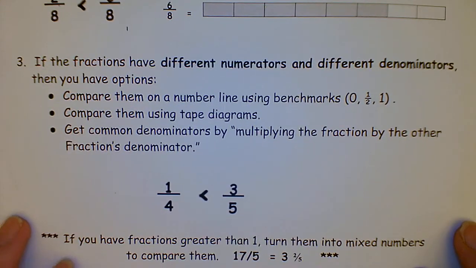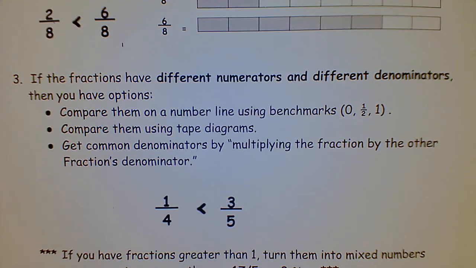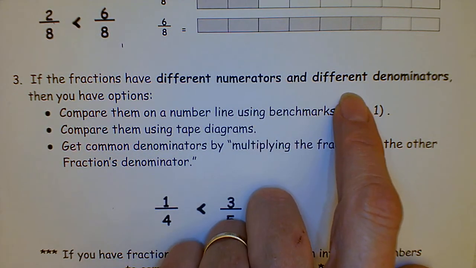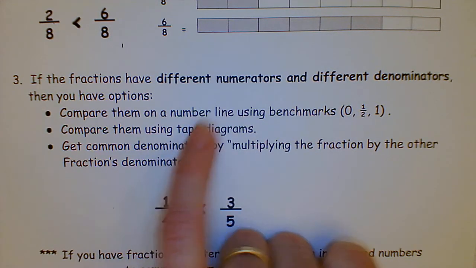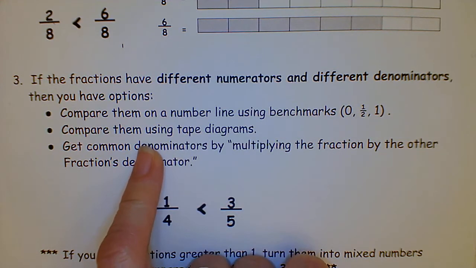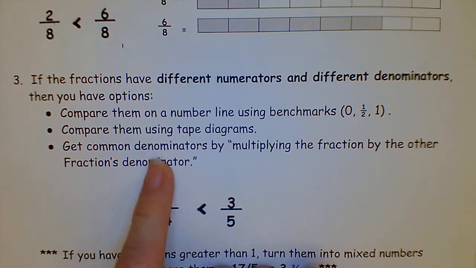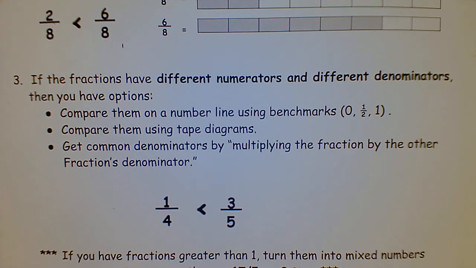The third type of problem that we might encounter is if the fractions have different numerators and different denominators. Then you have a whole bunch of different options, and I listed 3 of them here for you. One is that you can compare them on a number line using the benchmarks 0, 1/2, and 1. Another thing we could do is draw them in tape diagrams. And a third way is that we could get common denominators by multiplying the fraction by the other fraction's denominator. And we've been doing a lot of that.